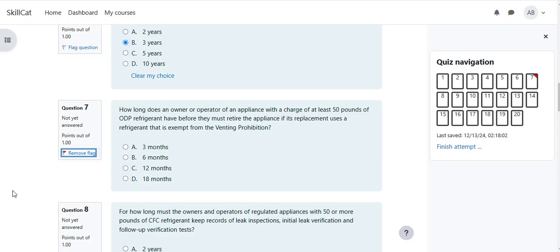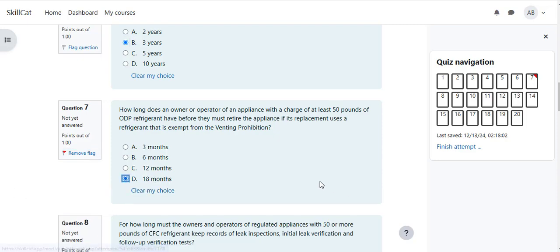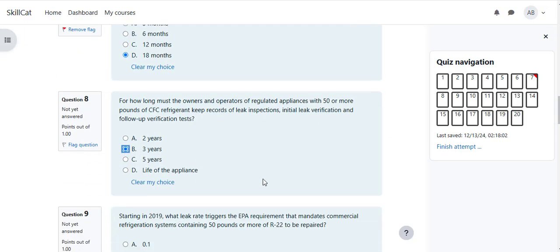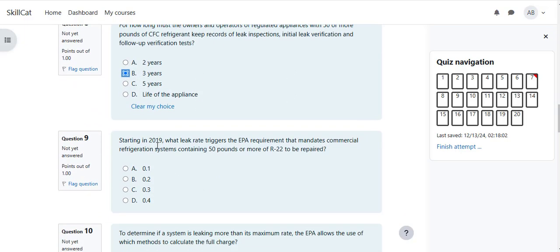That's 18 months, I think. For how long must the owner and operator of regulated appliances with 50 or more pounds of CFC refrigerant keep record? For 3 years.